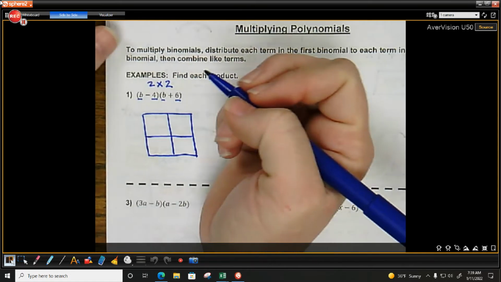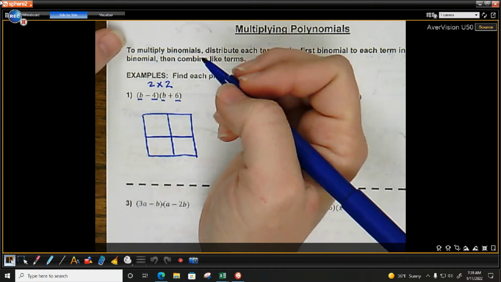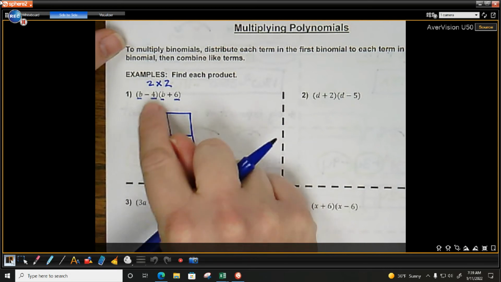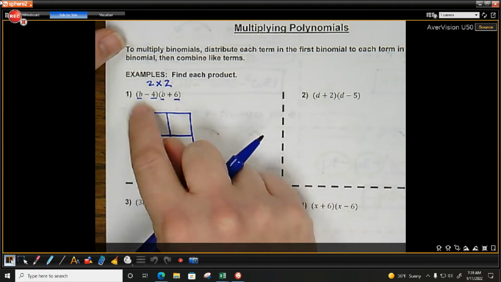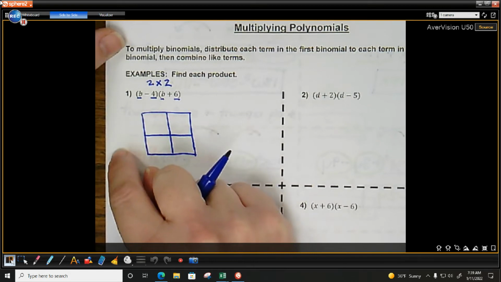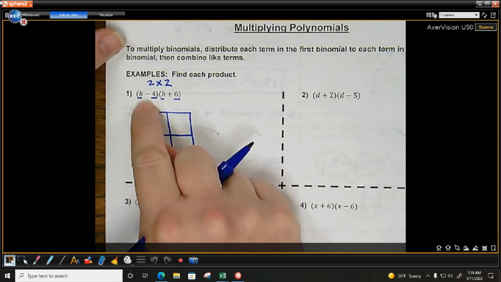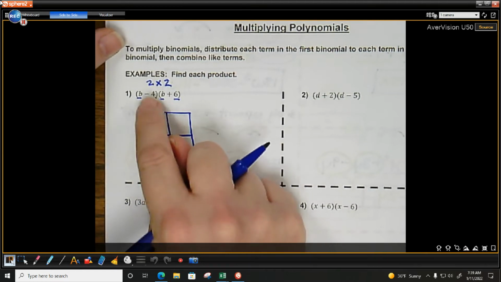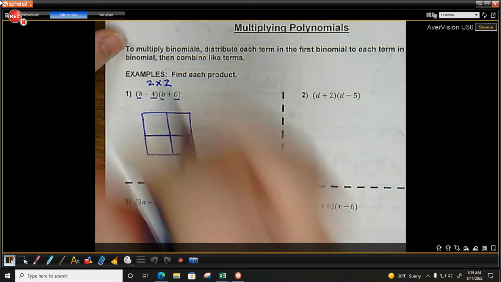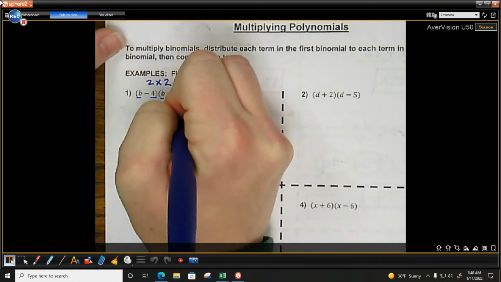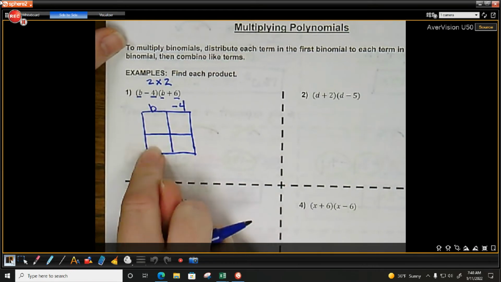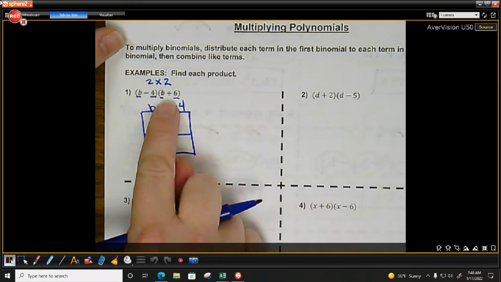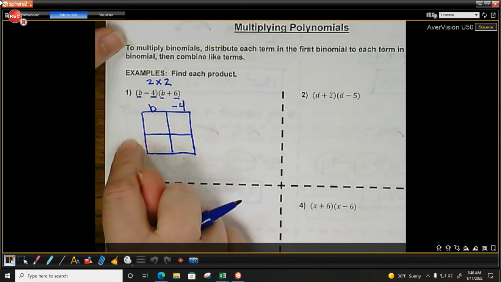So I am going to label the outside of my box with the terms in my parentheses. Okay, it doesn't matter if you put your first parenthesis on the top of the box or on the side of the box. You just have to stay consistent. The whole first parenthesis needs to go on top or on the side. You can't put the first term on the top and the second term on the side. Okay, so I'm going to put my first parentheses on top. So B is on top of my first column. -4 is on top of my second column. Then my second parenthesis, I'm going to label the sides of my box.